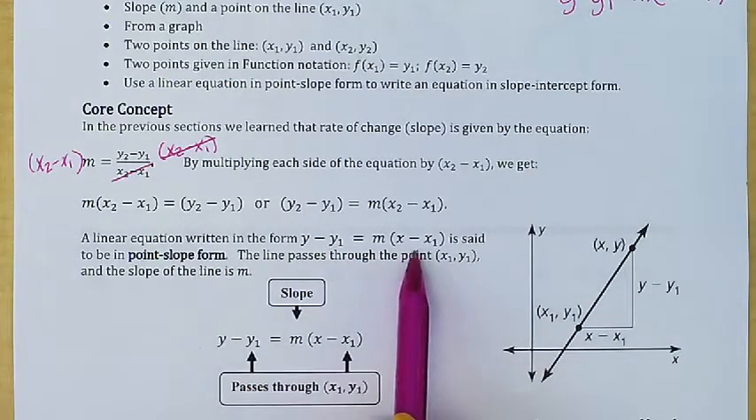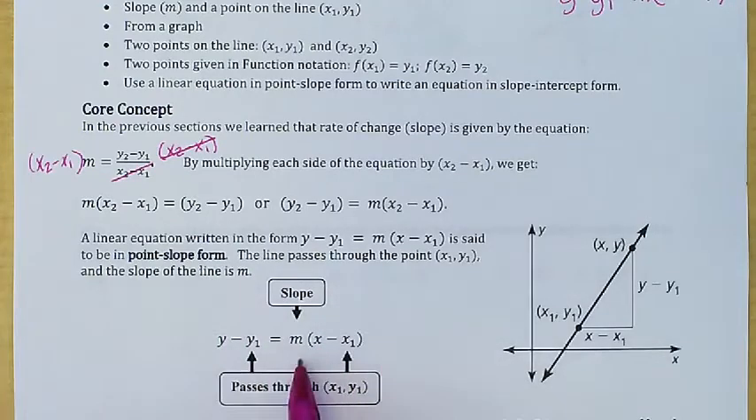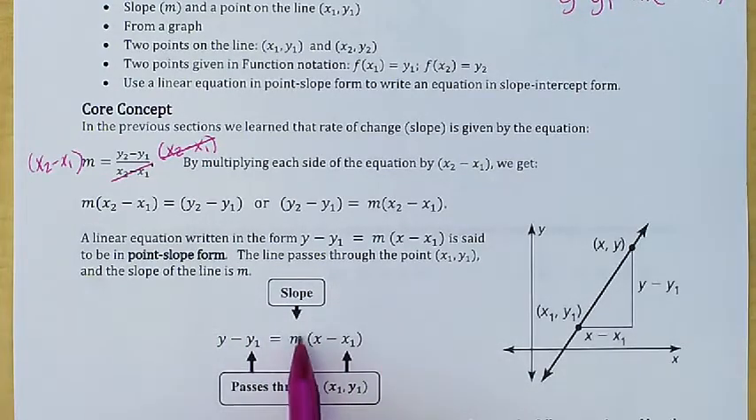So when it's written like this, it is said to be in point-slope form, where the slope is the m value. Usually m is always representing slope. And then any given point can be plugged in here as your y1 and your x1. Those would be the coordinates of any point on the line.